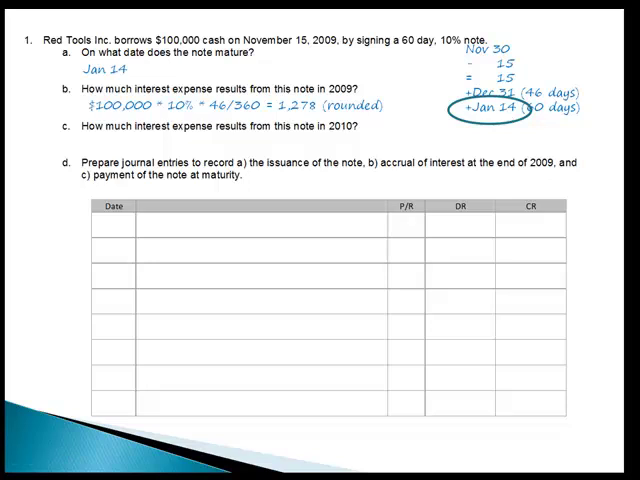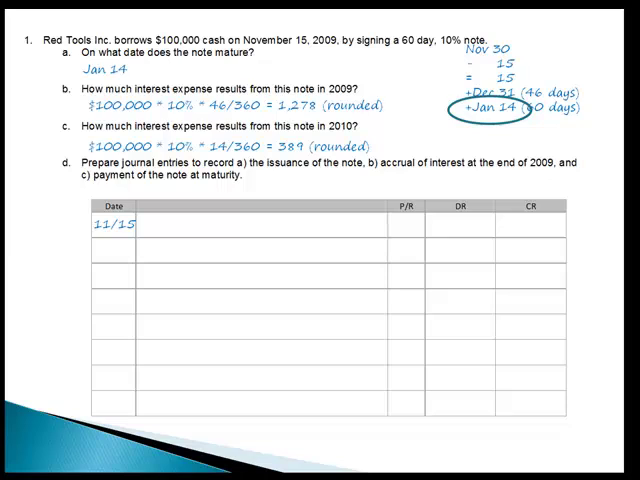Okay, that was the only month that we incurred interest in the new year. So same thing, principal times interest times 14 days over 360. And again, I rounded. All right, so now they're asking for the journal entries on the day that we sign the note and borrow the money, the year-end entry, and payment of the note. Okay, again, these are the same principles that you learned in Chapter 7. It's just now we're talking about interest expense and notes payable.